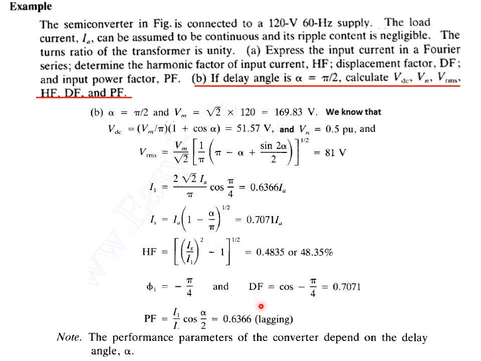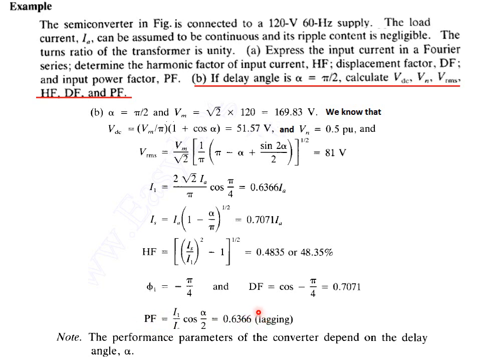The displacement factor should be equal to cos of minus alpha by 2. So alpha is pi by 2, so it will be minus pi by 4. So I get the displacement factor as 0.7071. Power factor, you can use this formula directly or the formula that you have derived for part A, and you will get 0.6366 lagging. Power factor is always lagging because our loads are normally inductive loads, that is, a motor is connected, which is an inductive load. So power factor can be calculated.